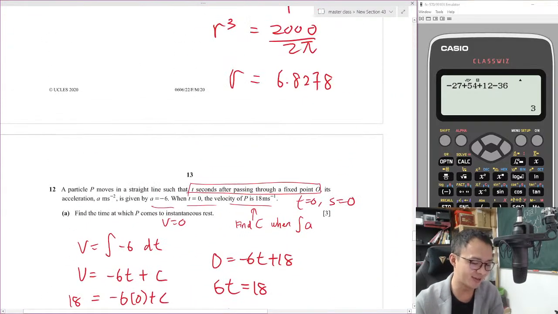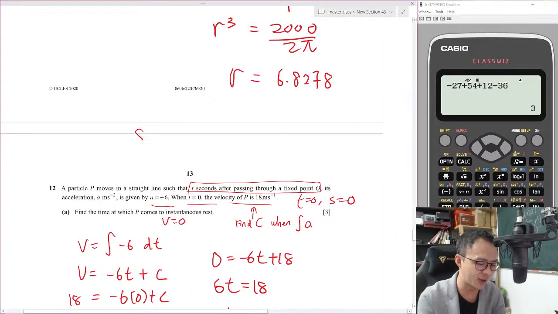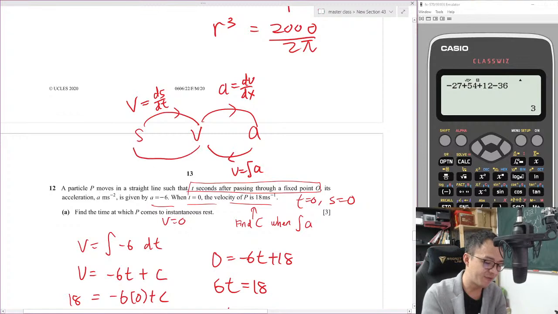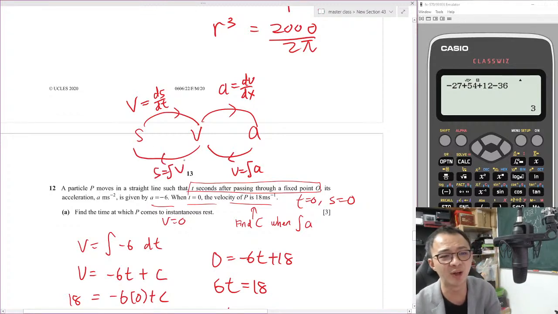For kinematics, you kind of need to memorize this one. Displacement, velocity, acceleration. If you want to go from displacement to velocity, you need to do ds/dt to get v. If you want to get acceleration, you need to do dv/dt, differentiate the v. If you have a and want to get v, you need to integrate a. If you have v and want to get s, you need to integrate v. Just memorize this diagram, it's going to help you understand better rather than all the gradient thingy.